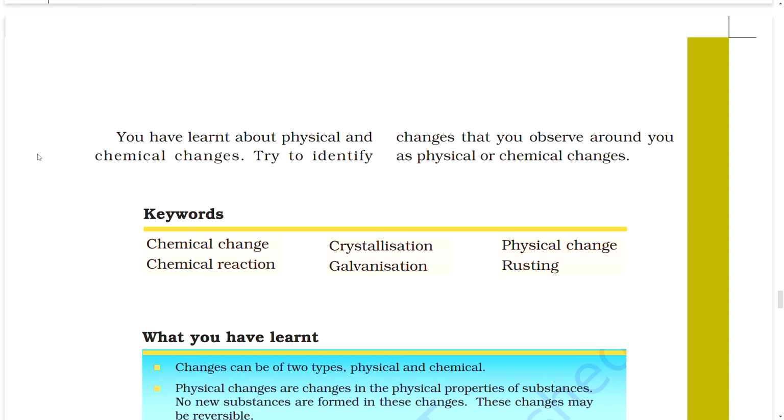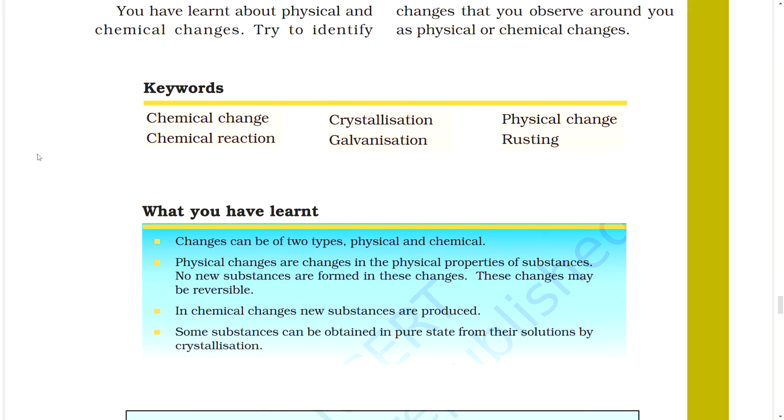You have learnt about physical and chemical changes. Try to identify changes that you observe around you as physical or chemical changes. Keywords: chemical change, chemical reaction, crystallization, galvanization, physical change, rusting.